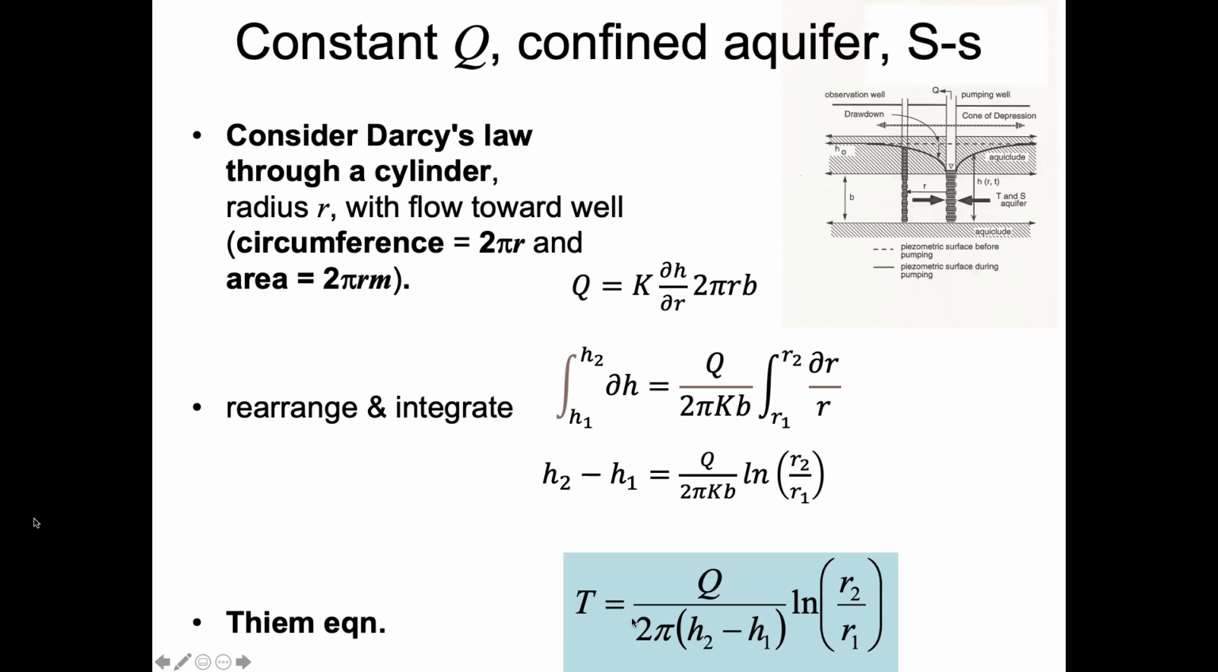our discharge times 2 pi, multiplied by our change in head, or our head level, sorry, at H2 and H1, multiplied by the natural log of our radius at the first location and our radius at the second location.